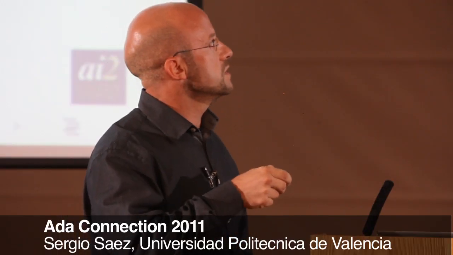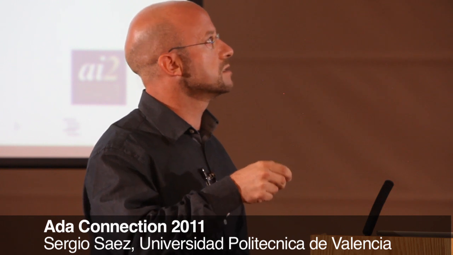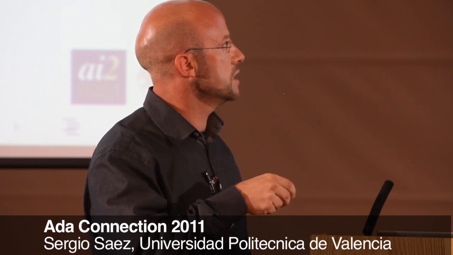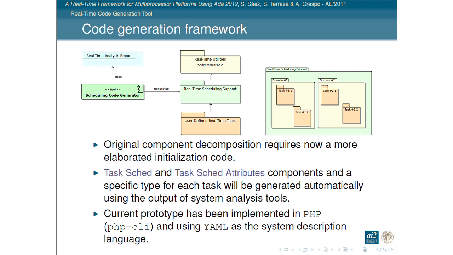After that, the user defines real-time tasks that use this generated code, implementing in those user-defined real-time tasks only the functional code. The idea is that the task scheduling component and task attributes are fully implemented by this generation tool, which uses the input from the timing system requirements and the analysis results.